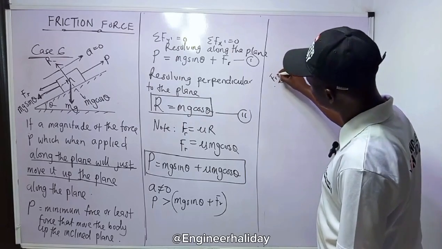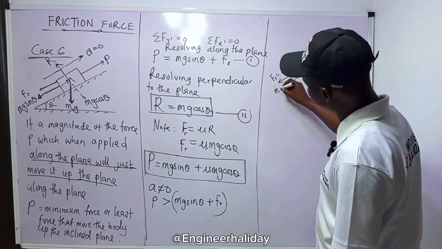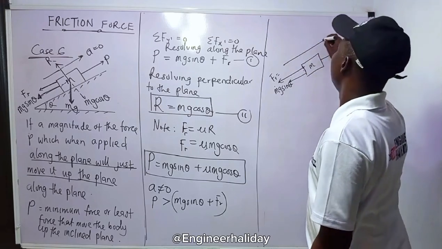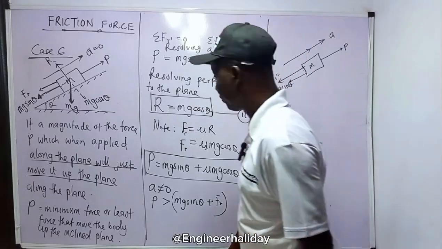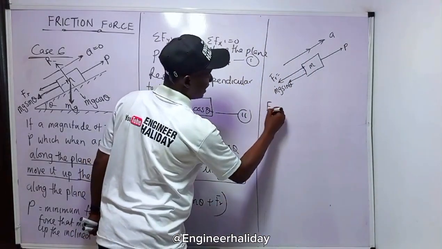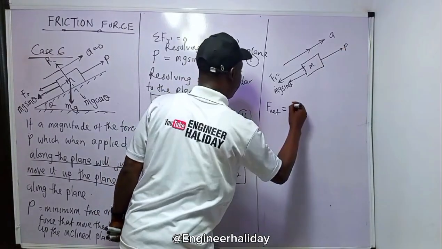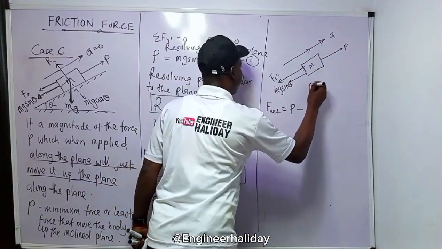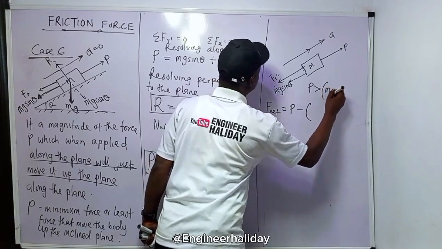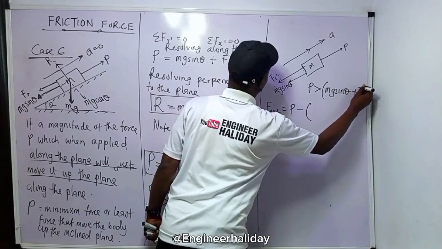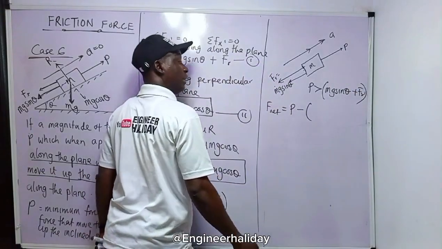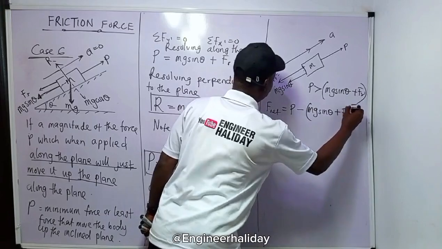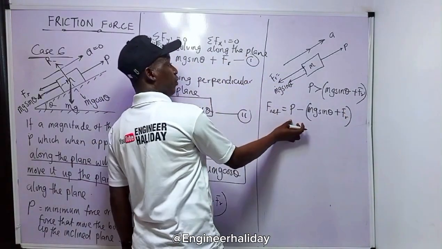Now, this Fr, then there is mg sin theta, and this is P. If the body moves up with an acceleration a, what is the net force? Net force will now be P minus, because P is greater than mg sin theta plus Fr together. So if it's greater than the two of them together, that means the net force is P minus mg sin theta plus Fr all together.